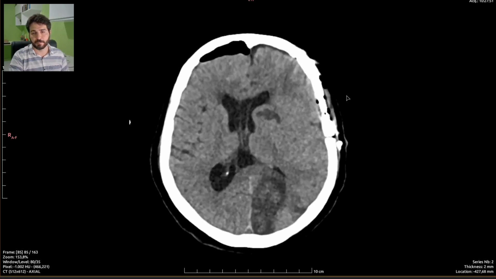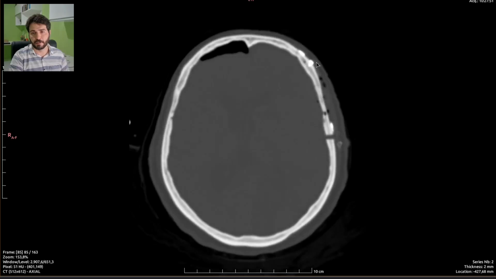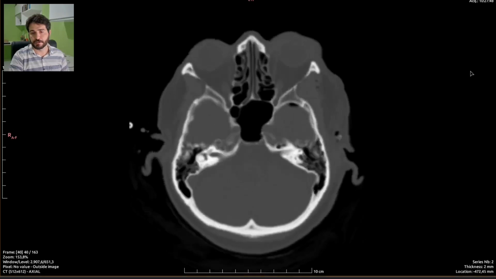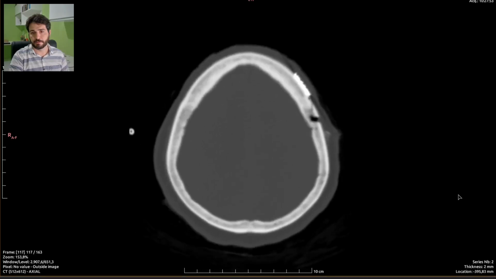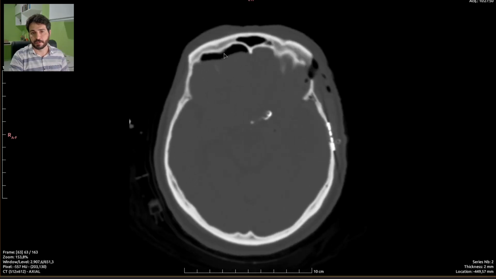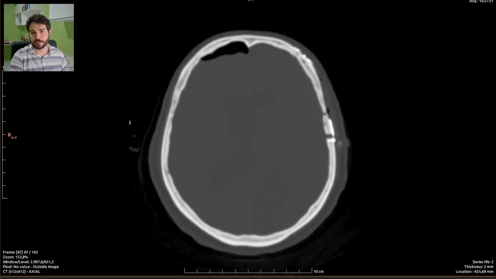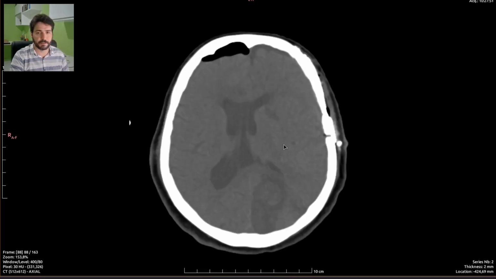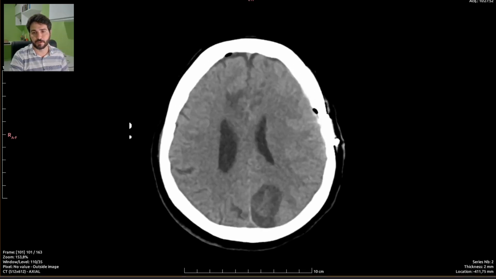There are post-op features on the left, and gas, air inside the brain, inside the skull, which is called pneumoencephalon.